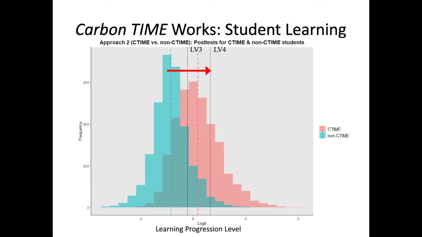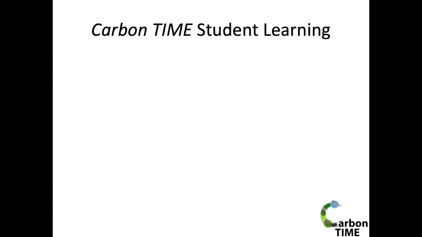The pink bars show results for classrooms that were using CarbonTIME. After a year of biology, most students have a Level 3 and Level 4 understanding. So we can see that there is a much higher achievement for the CarbonTIME classrooms. More students are reaching sophisticated science understanding and practices.